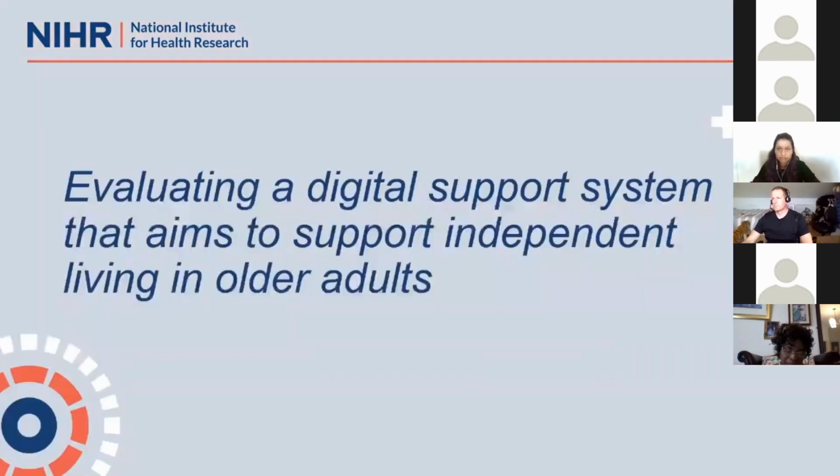So my PhD topic is looking at evaluating a digital support system that aims to support independent living in older adults. We know that global populations are aging, which potentially increases the number of people living with ill health and increases demand on health and social care systems. Ensuring people age well is important to reduce illness, improve quality of life in later years, and cut healthcare costs. Living independently is seen as crucial for the promotion of good physical, emotional, and cognitive health.